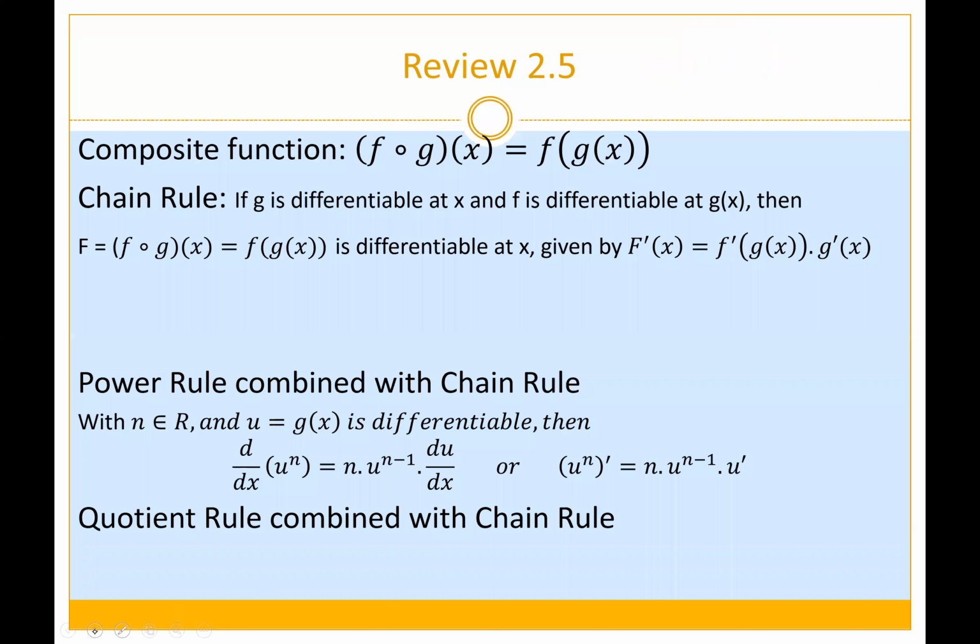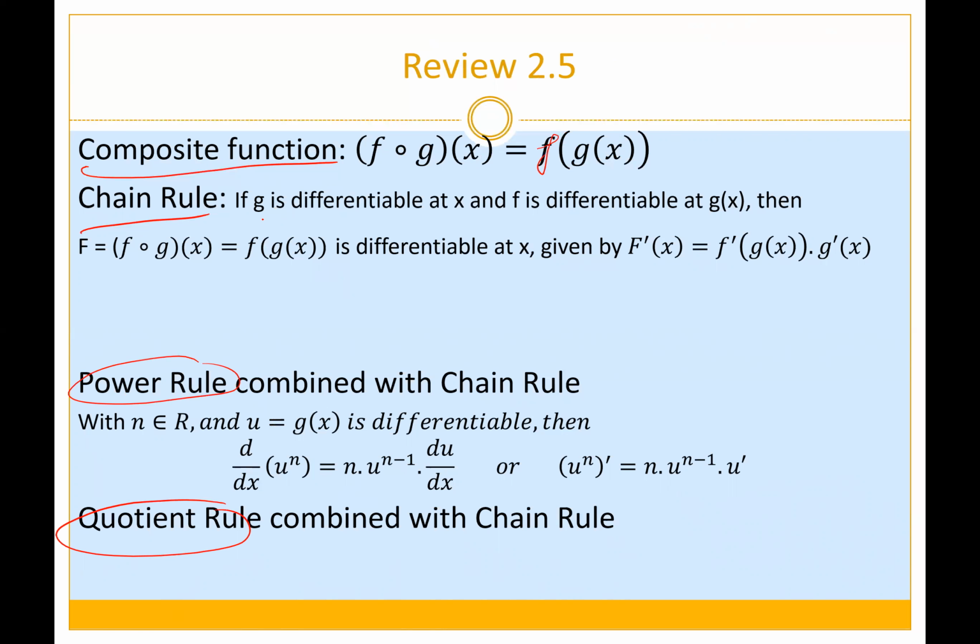And so now we're going to go to 2.5. 2.5 is where we go to composite functions and the chain rule, and where you combine that with the power rule and quotient rule. The composite function is the notation I introduced to you: f composed with g of x is the function f of g of x. And then we have the chain rule.